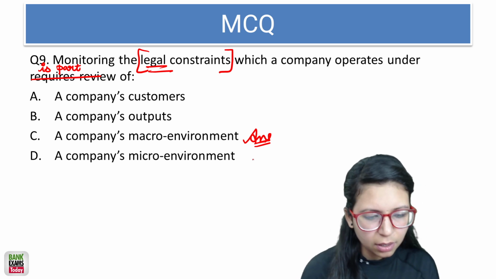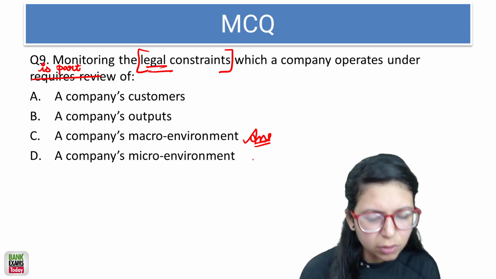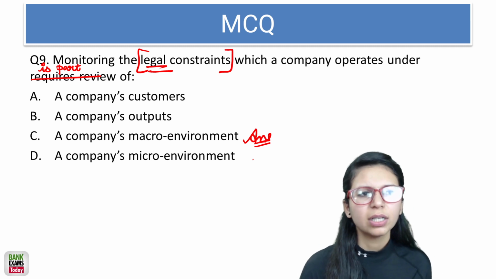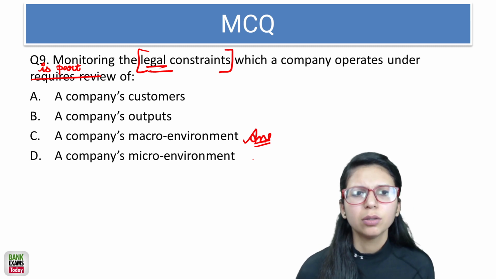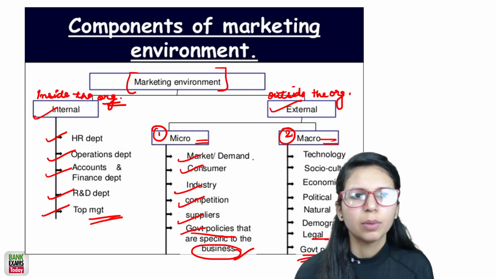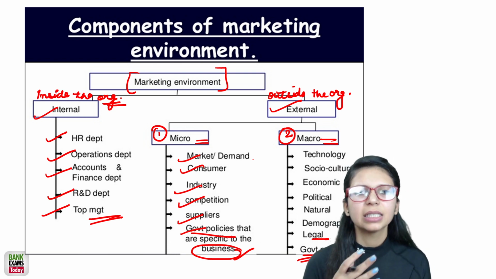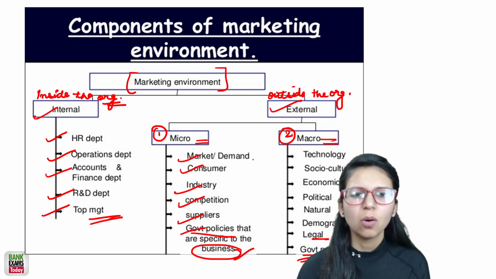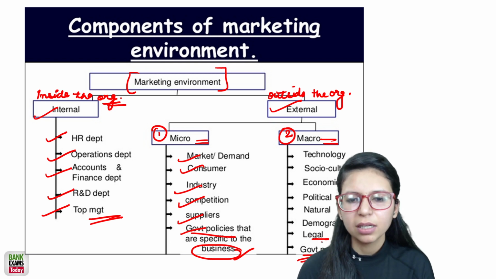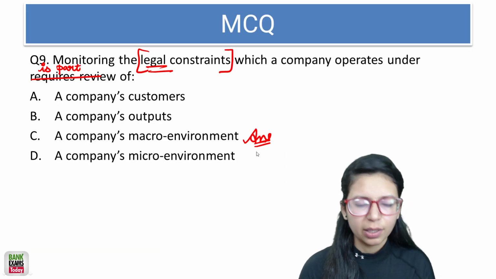Which question are you asking? Skimming for premium products, what about full cost? Here it is not part of the environment. Whatever marketing environment we are in, the internal and external, these are all the components of marketing environment. So legal constraint is a part of macro environment, so our answer is macro environment.